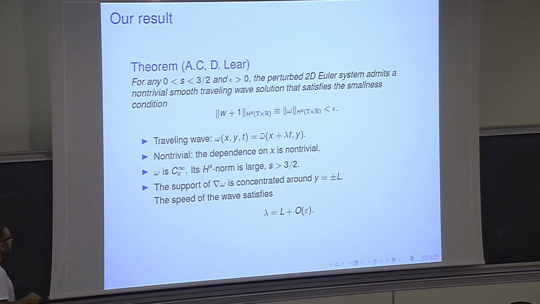Our solutions are C infinity for the perturbation omega, and compactly supported. They have large Hs norm for s bigger than 3/2, but they are smooth otherwise. And something very important is that the gradient of our vorticity is concentrated around these two lines, plus L and minus L. And then the speed of the wave satisfies something like lambda equal to L plus order epsilon. So the speed is order 1 with respect to the distance to the Couette flow.